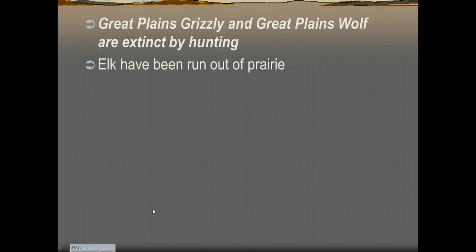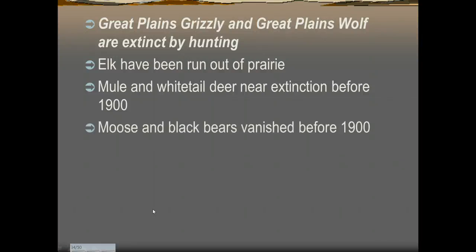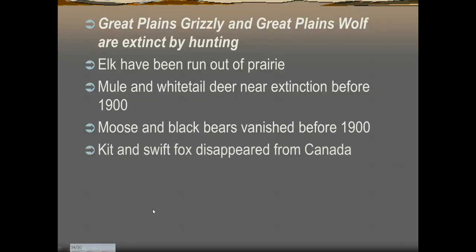This particular slideshow gets some more into the extinction idea. The Great Plains grizzly bear and the Great Plains wolf are extinct. Now, that's not all bears. Please note that's a Great Plains grizzly bear and Great Plains wolf. Elk are still alive, but they've run out of the prairie. Mule and white-tailed deer are almost near extinction. Moose and black bears vanished. Again, you don't need to take notes, but just keep this in mind.